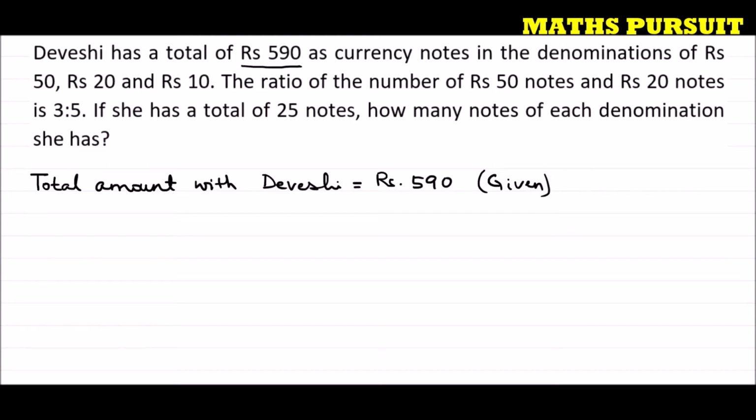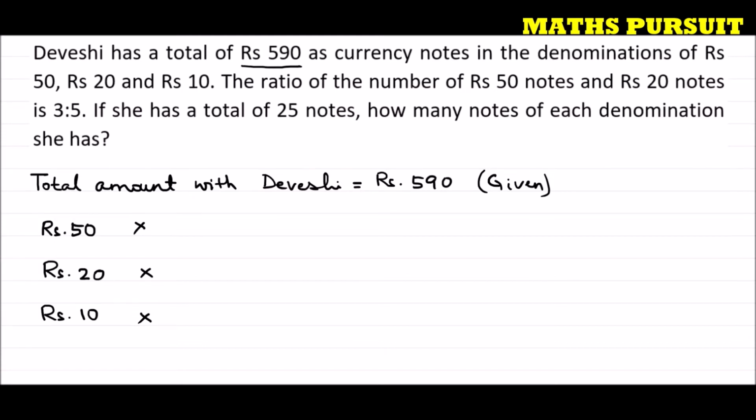The question is further telling us that this 590 is in the denominations of rupees 50, rupees 20 and rupees 10. These are of three types. And we do not know the number of notes: the number of 50 rupees notes, the number of 20 rupees notes and the number of 10 rupees notes.